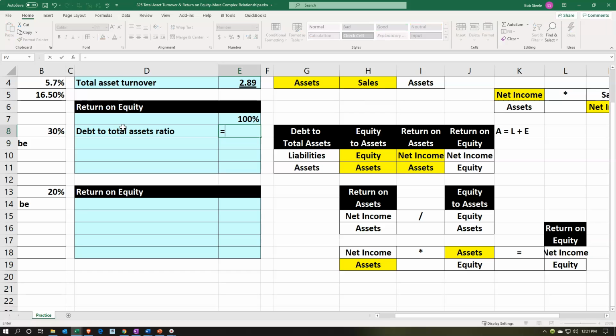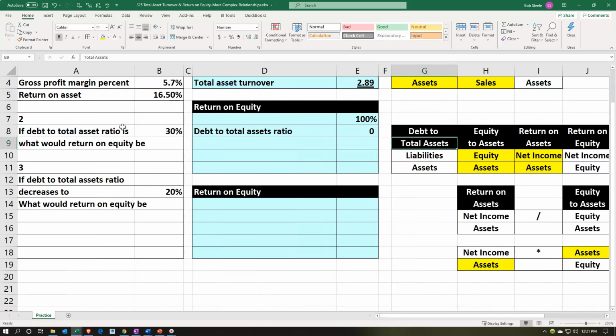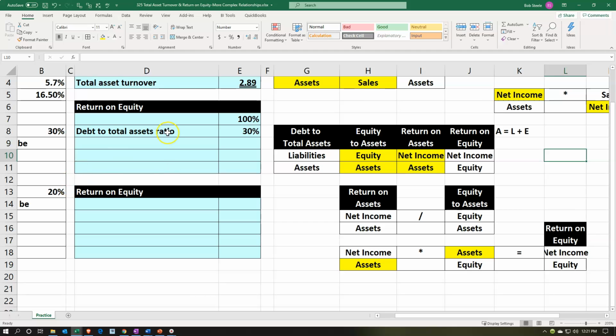So the debt to asset ratio is 30%. Let's make that a percent. Home tab, numbers, making that a percent. If the debt to total assets is 30%, because of the accounting equation, assets equal liabilities plus equity, then 100% minus 30% has to be the equity to assets. So I'm going to underline this, and that gives us the equity to assets, equal to the 100% minus the 30%. Home tab, font, numbers, percent. So there is our 70%.